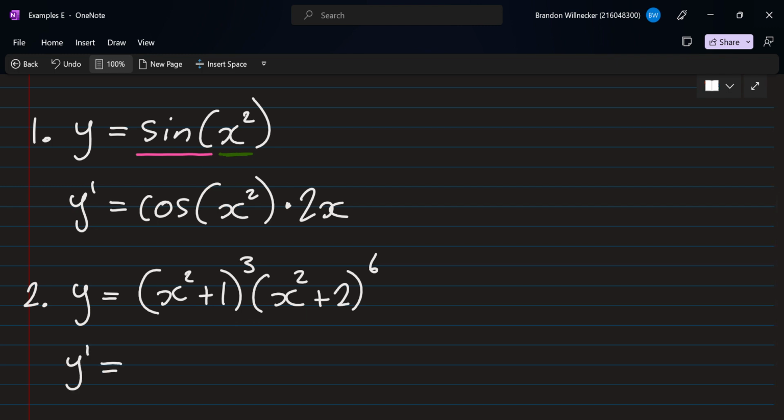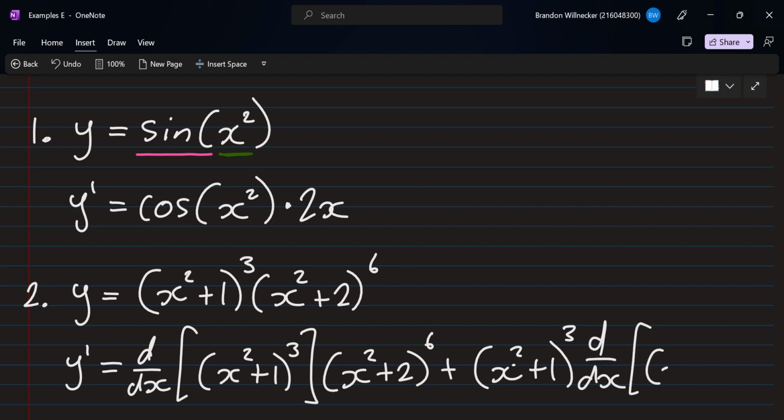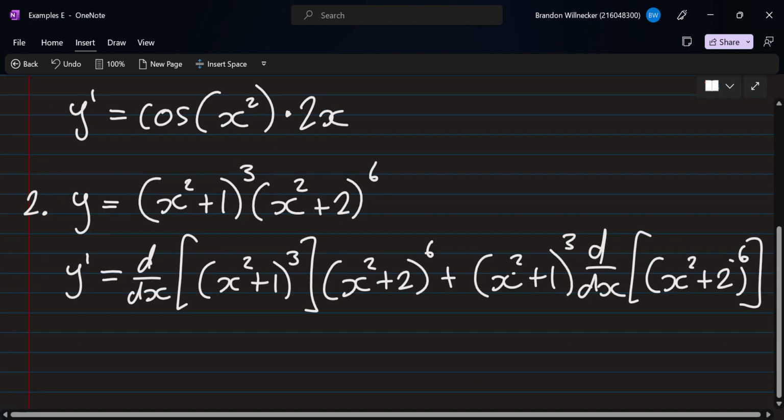So y prime, we take the derivative of the first term, leave the second term alone. So that's going to be d by dx of x squared plus 1 cubed. Let's put that in brackets. So that's our first part, and the second part stays the same. Plus, now we leave the first part the same, so that stays like that. And then we take the derivative of the second part. Okay, so step by step.